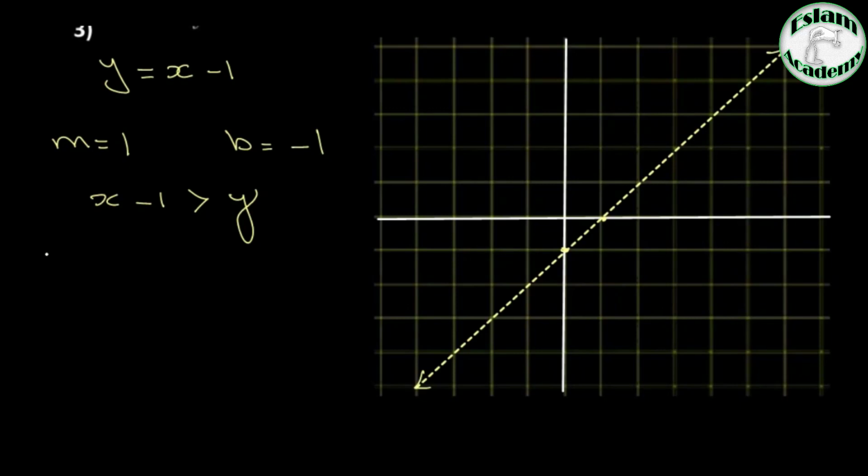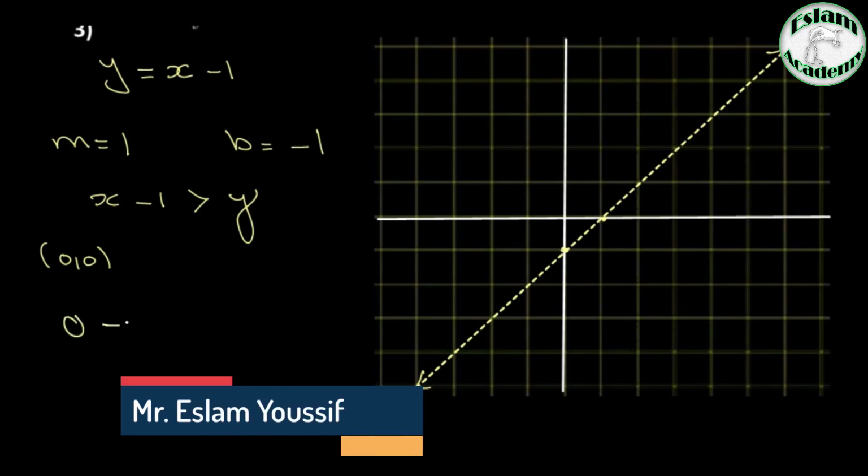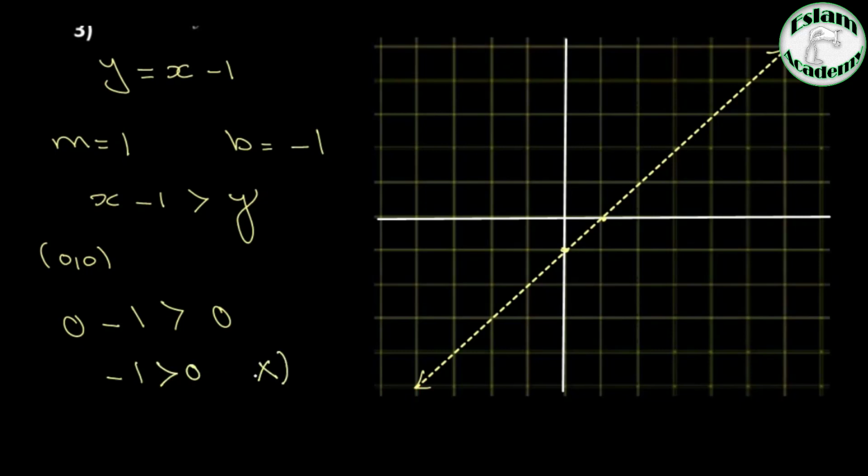Then choose the point 0 and 0. 0 minus 1 is more than 0. 0 minus 1 is equal to negative 1. Negative 1 is more than 0, that's wrong. So we'll shade the part that does not contain the point 0 and 0. So the solution will be below the line.